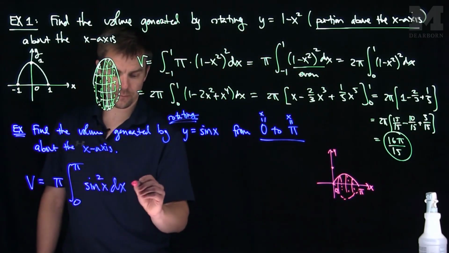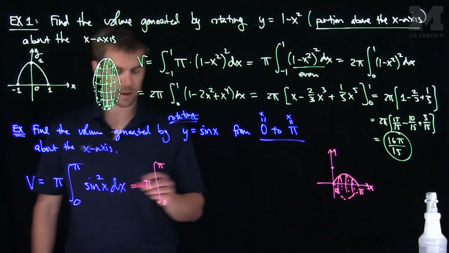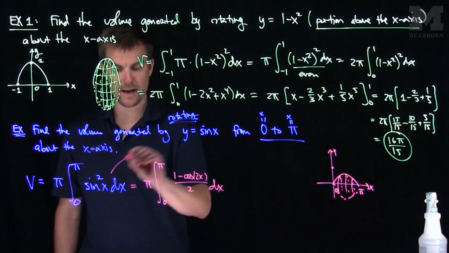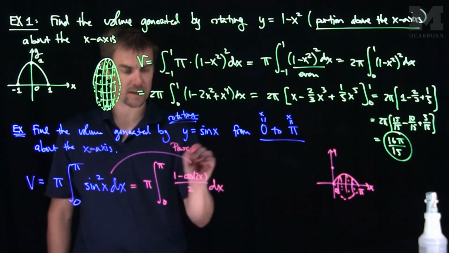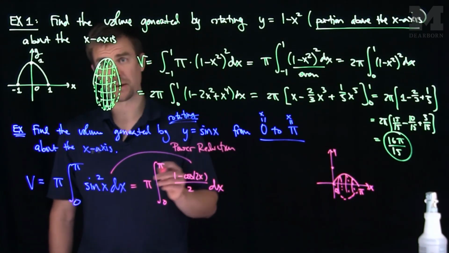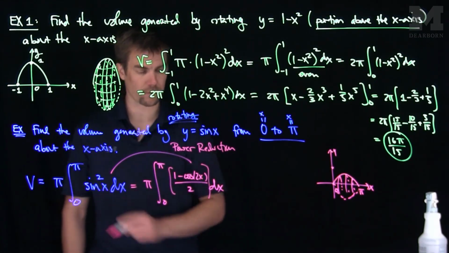Now we use the power reduction formula. This is pi, the integral from 0 to pi, of 1 minus the cosine of 2x over 2 dx. That is the power reduction trig identity. You can verify this by the double angle formula for cosine. If you don't believe this formula, that's the power reduction formula. We use this quite frequently.